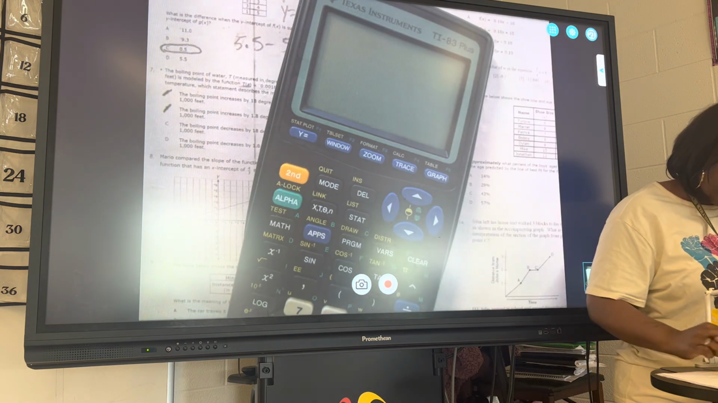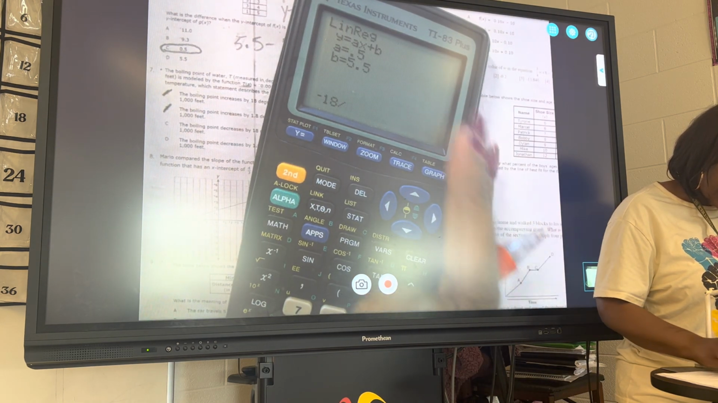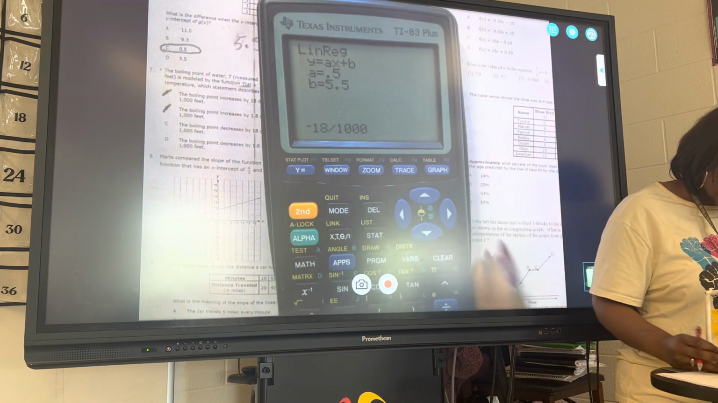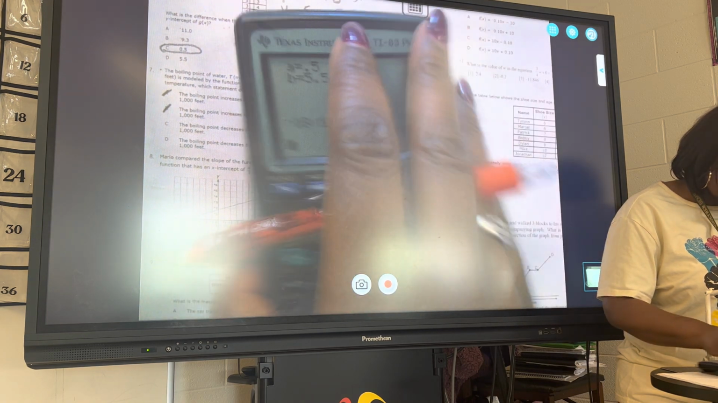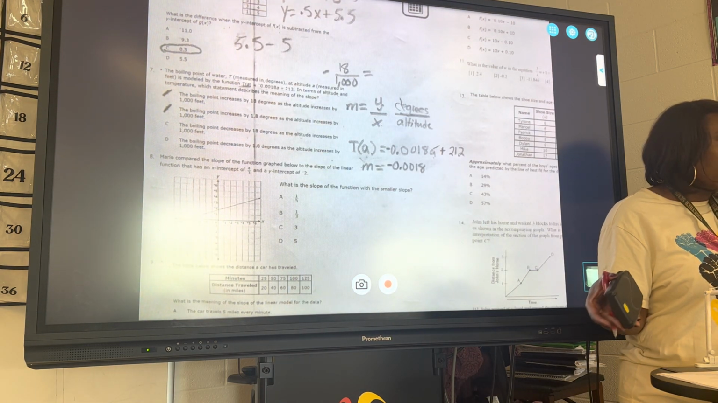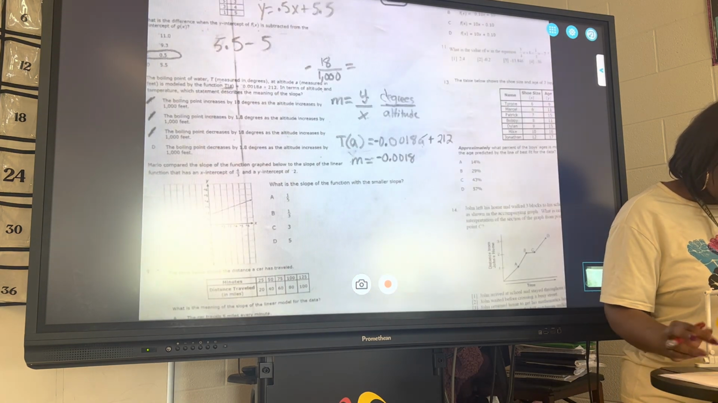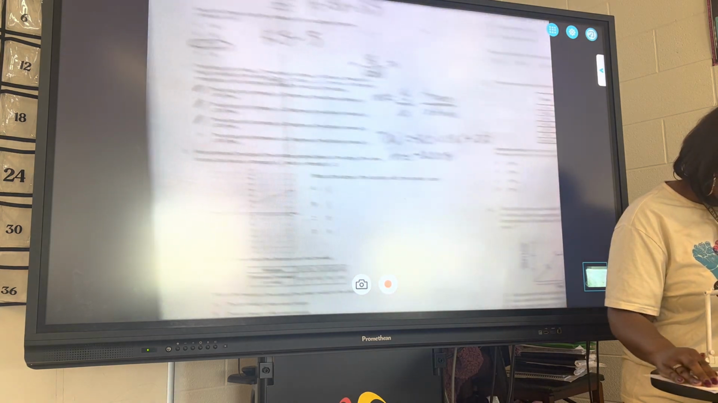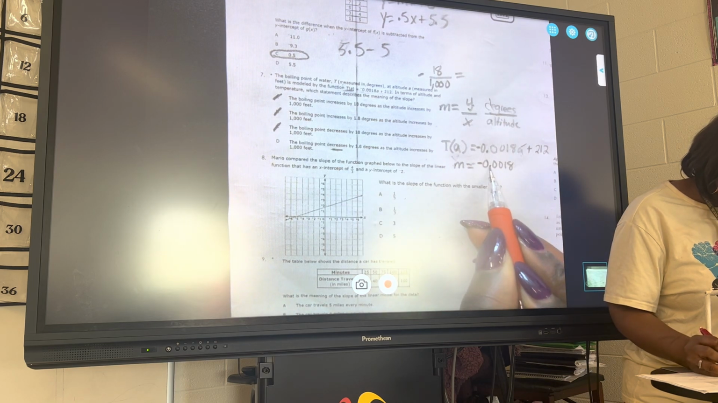We got negative 18 divided by 1,000. Okay, and that gives us just this. Does that make sense? Okay, so that's not enough. You got it? Okay. So we pray our answer is D unless we did something wrong, right? So let's do D. It says the boiling point decreases, so it is a negative.